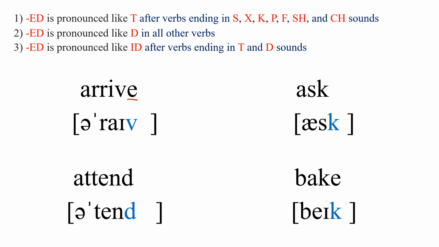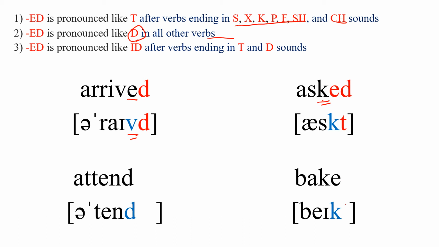Next page, arrive. This is a vowel ending. We just put D. And then this is a V sound, which is voiced here. So we put a D sound here and read arrived. Next one, ask. This is a K ending, one of these sounds, right? So consonant, we put ED and read asked.